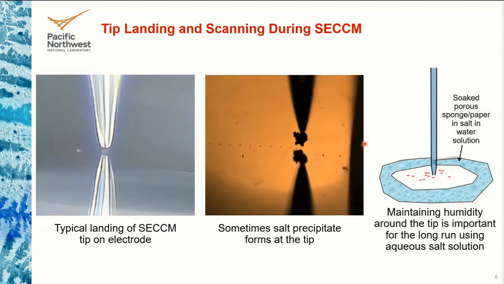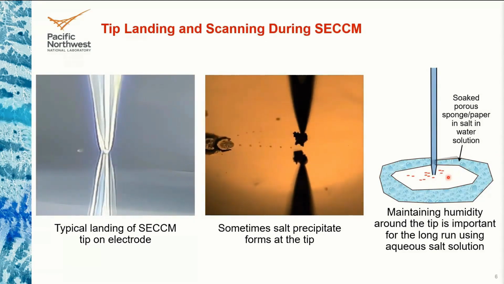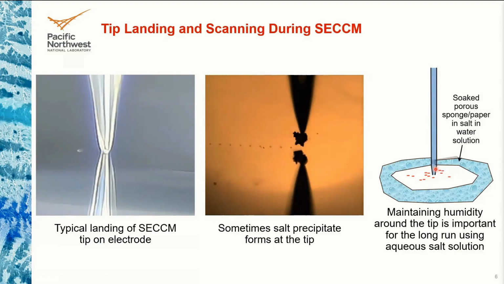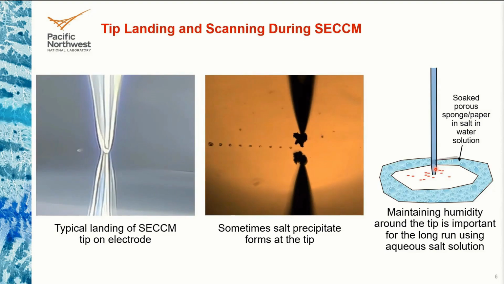So in our lab, we try to maintain the relative humidity around the tip so that the precipitate formation can be controlled. We basically use a soaked sponge paper around the sample that creates a local, relatively high humidity. The way you make the tip also sometimes helps: after you pull the tip, if you coat it with some hydrophobic coating like a silane, it helps to minimize salt precipitate formation. So these are some of the disadvantages, or things we still need to work on.